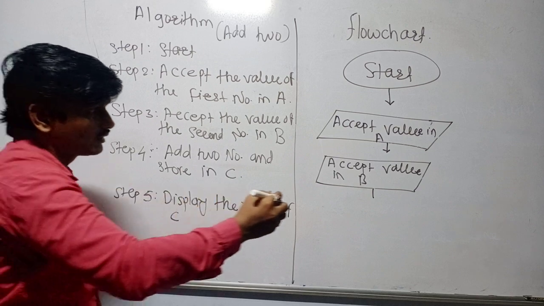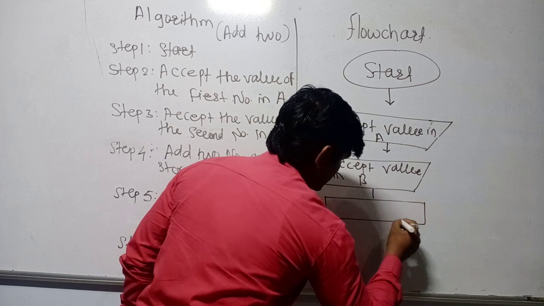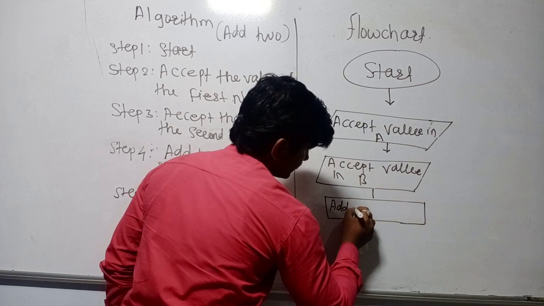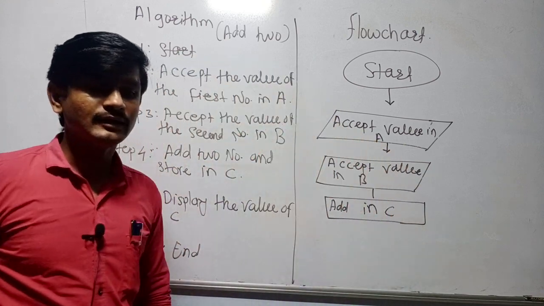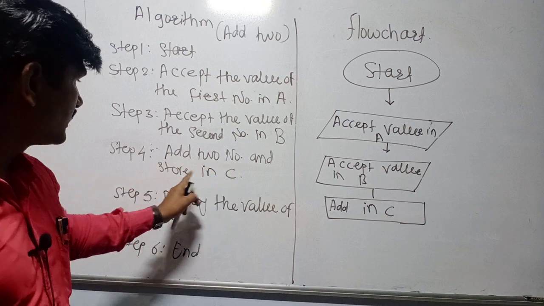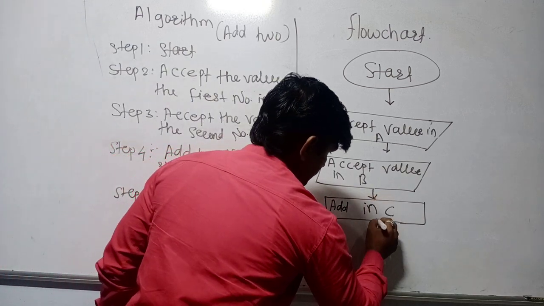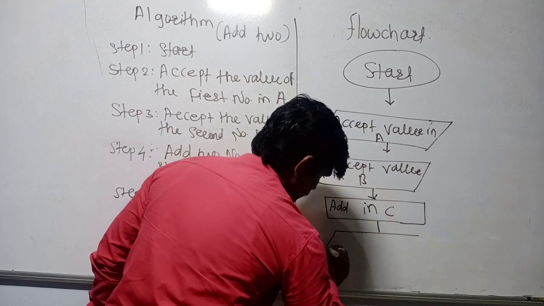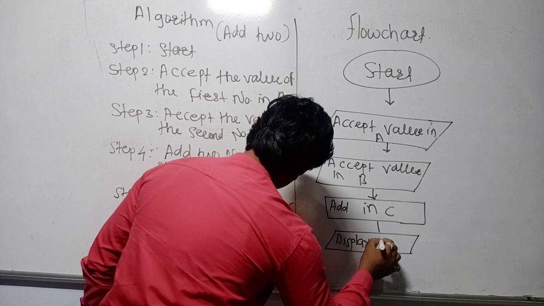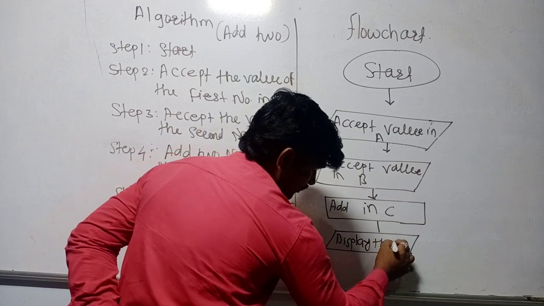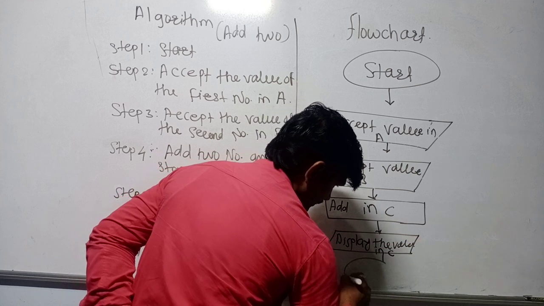Step 4. Then the process is our rectangle symbol. Add in C, or add the two numbers and store in C. You can write down both. And then last, again we have to output. So for output, this is the symbol. Now display the value, you can write the whole value in C, and last, your end.